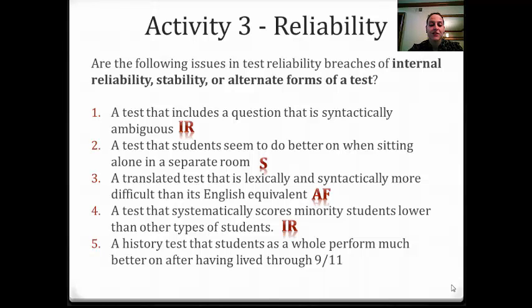Okay, number 5. A history test that students as a whole perform much better on after having lived through 9/11. Okay, so this would be stability, because again, that's an outside influence, right? That's something in the environment that changed for the student that allowed them to do better or worse on the test.